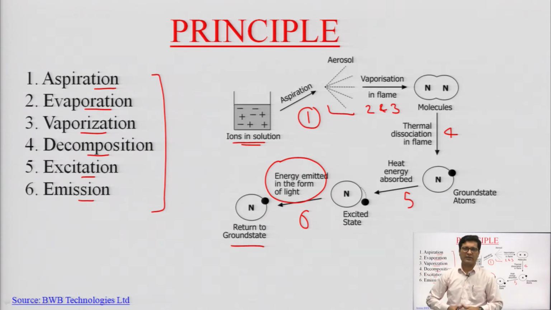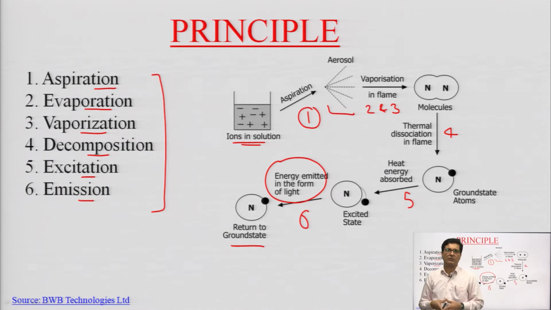So, in this final step, the emission or the light emitted by the sample is measured, and that gives us information about its nature and its concentration. So, this is the basic principle of flame photometry, which involves a series of 6 different steps.